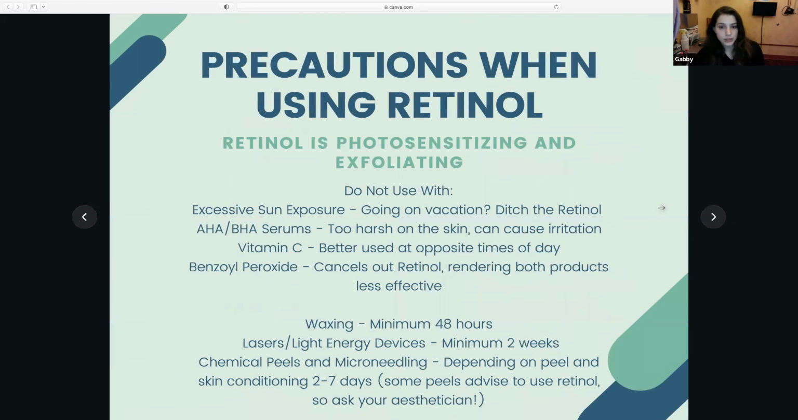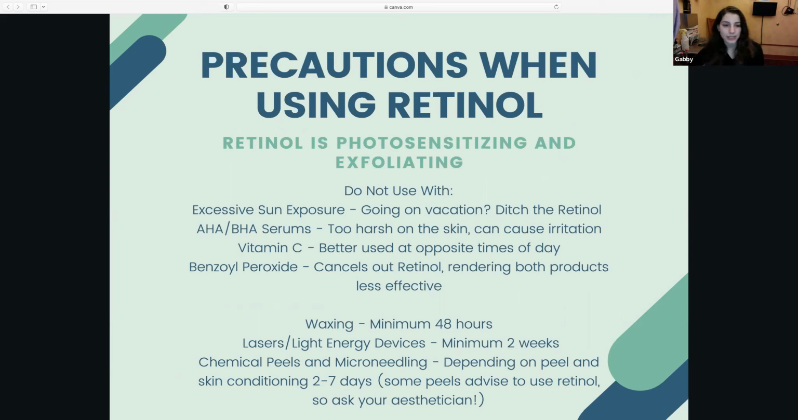So some precautions. Again, excessive sun exposure. I don't bring retinol or I discontinue using it if I know I'm going to be going camping or a lake trip or something where I'm going to be outside all day.